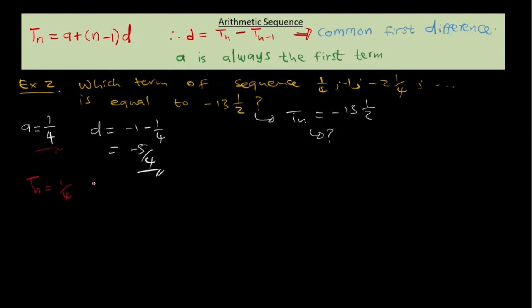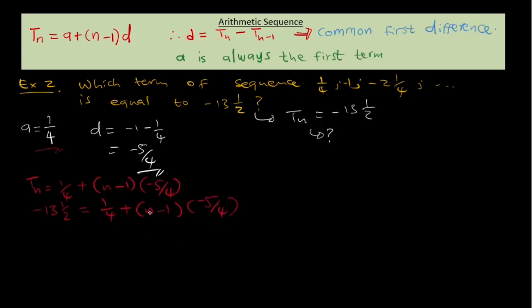1 over 4 plus n1. Therefore, d is minus 5 over 4. All right. If Tn is equal to 13 1 over 2, then 13 1 over 2 equals 1 over 4 plus (n minus 1) times minus 5 over 4, right?